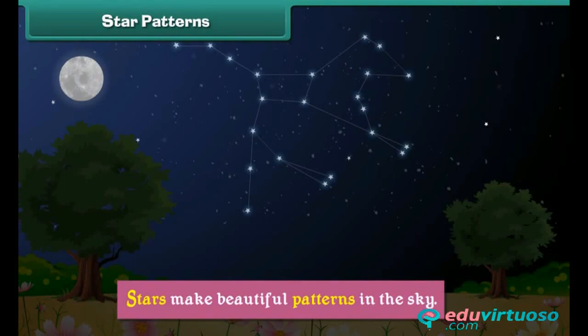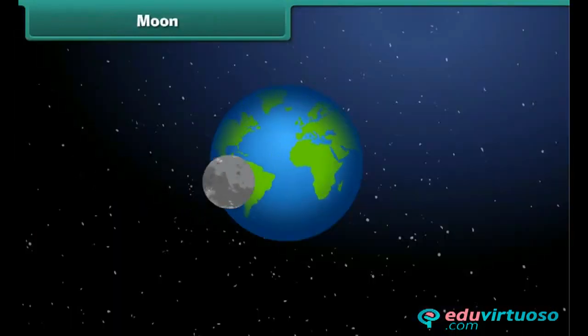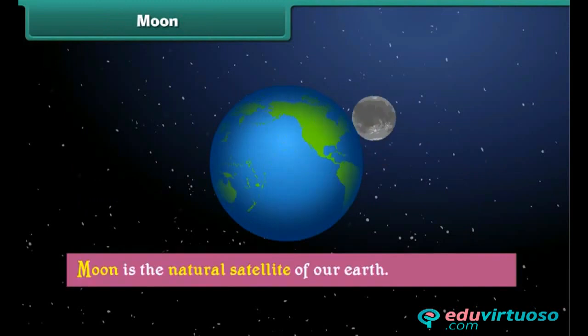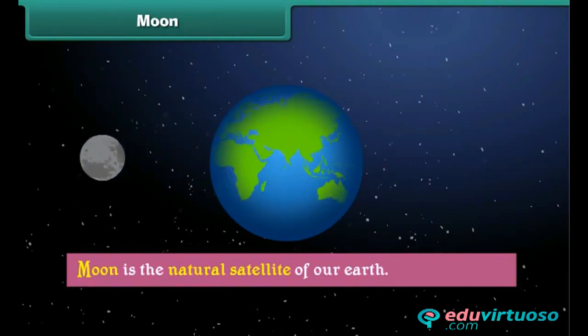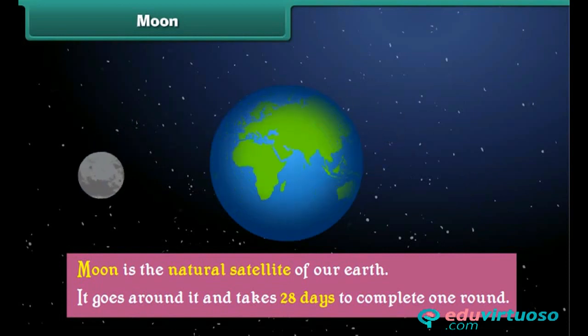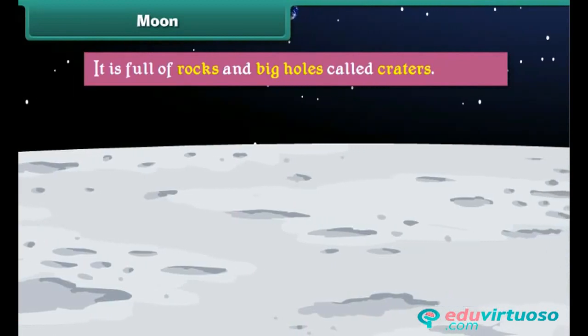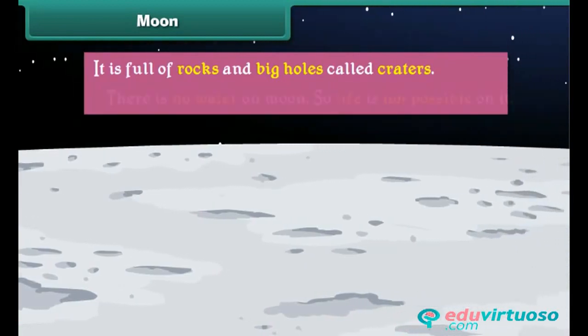Moon. Moon is the natural satellite of our Earth. It goes around it and takes 28 days to complete one round. It is full of rocks and big holes called craters. There is no water on Moon, so life is not possible on it.